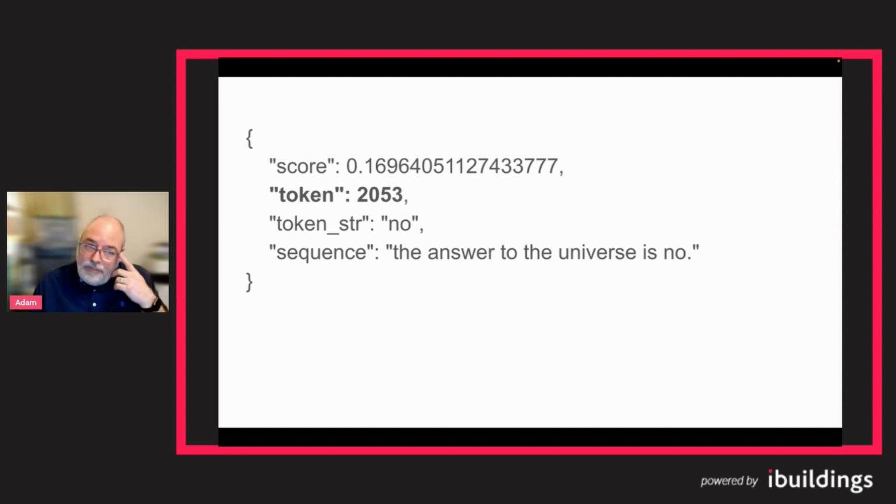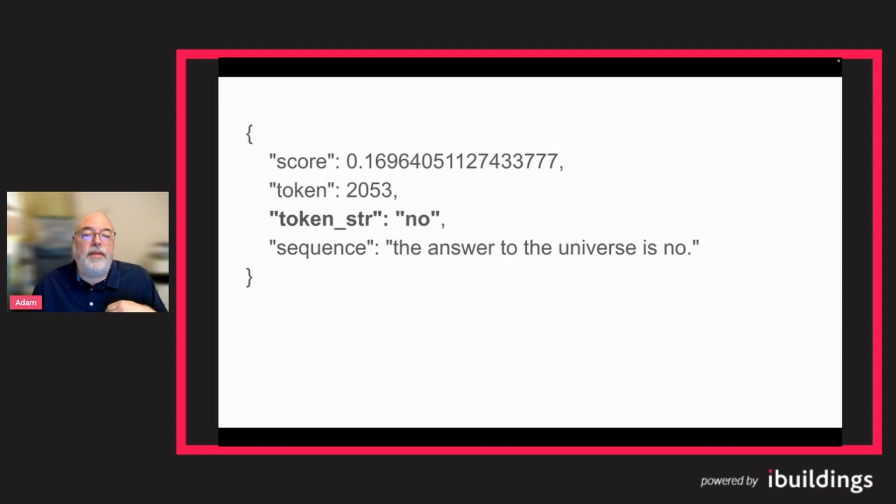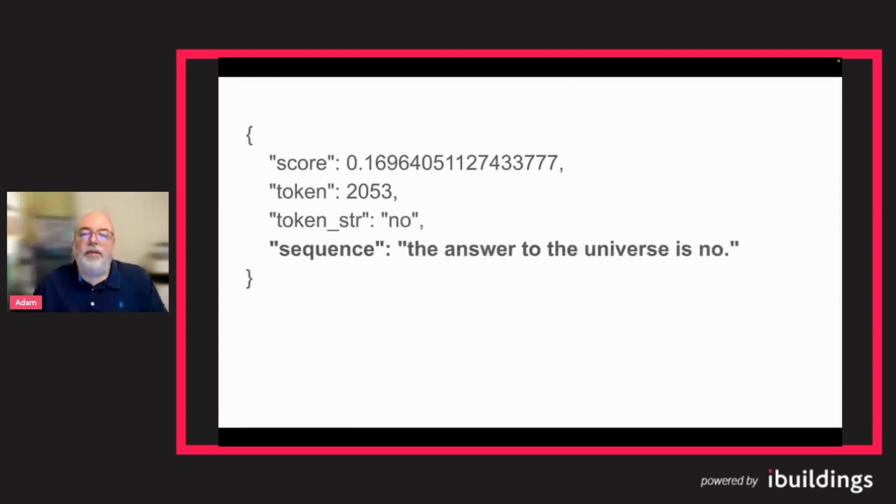You get a token ID. You get the token string. So this is the response to the mask, and then you'll get the sequence, which is the actual sequence of tokens that ran against the model. So that's your question plus the inserted token that you put in.